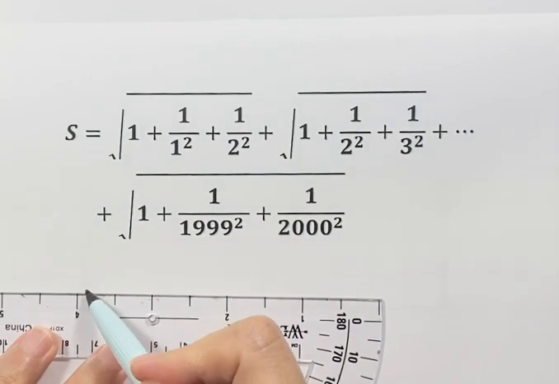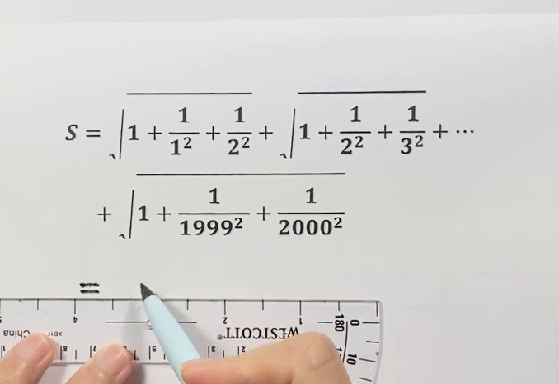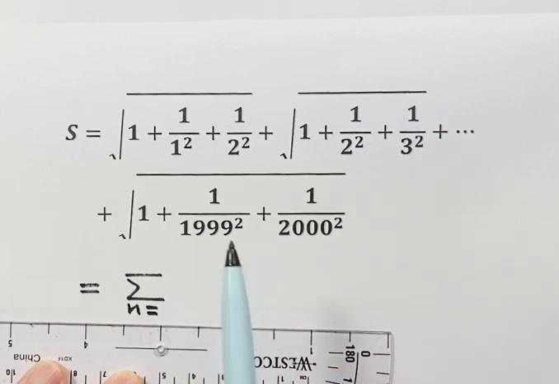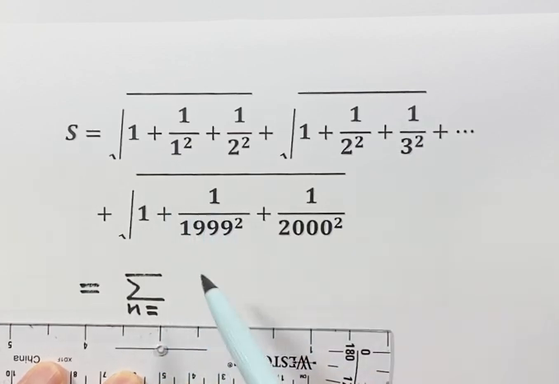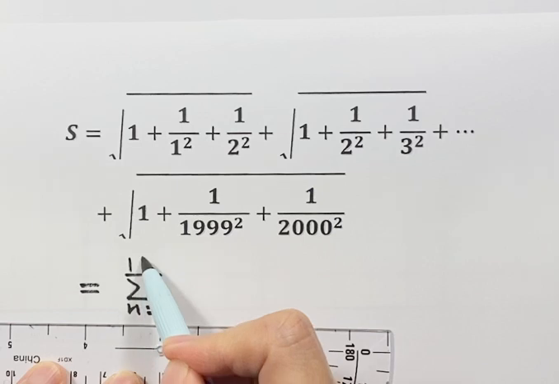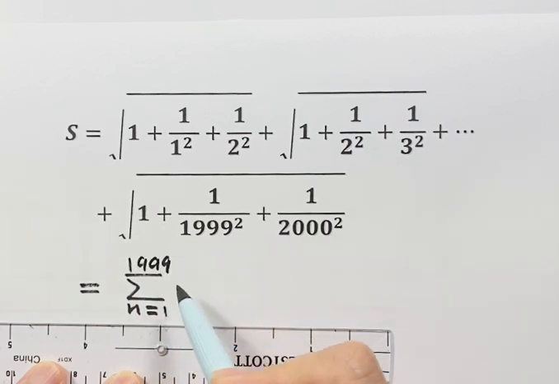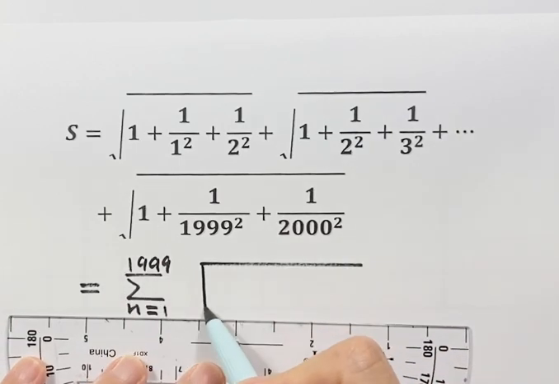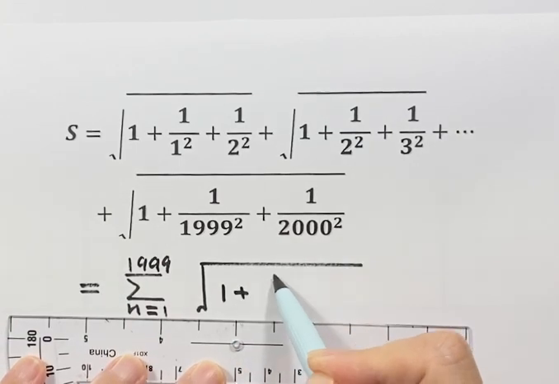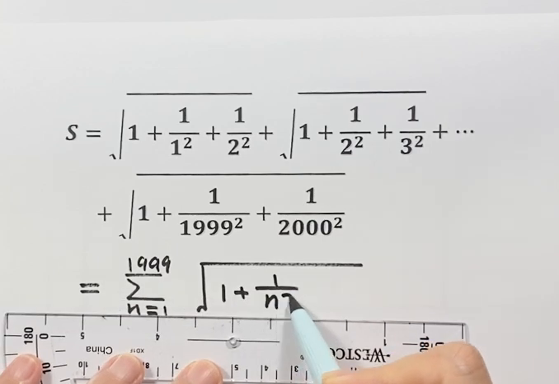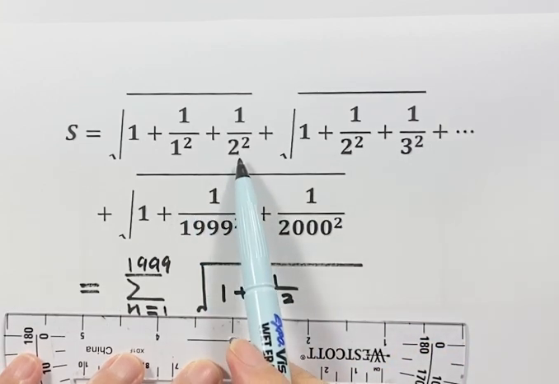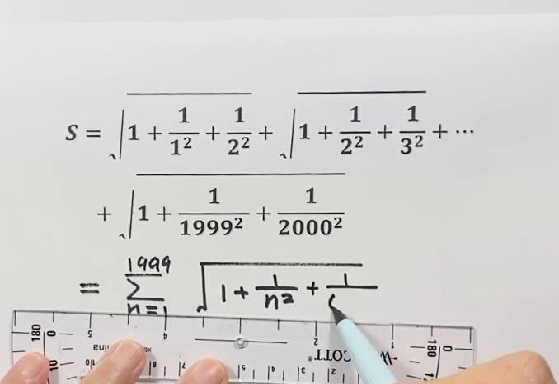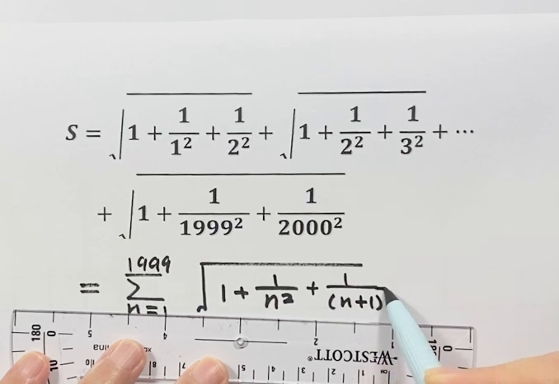So we're going to write this way. Just sum, n from 1 to 1999. Then here we're going to put the general term. So then here just the square root of 1 plus 1 over n squared, plus 1 over n plus 1 squared.